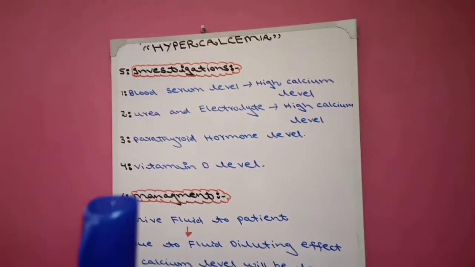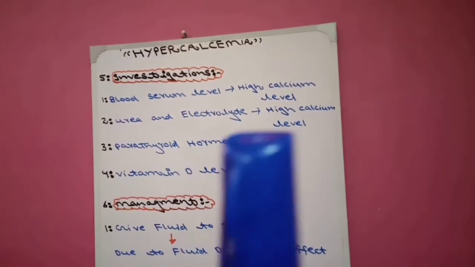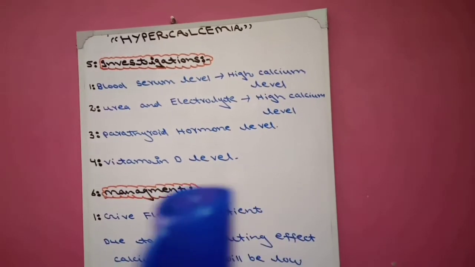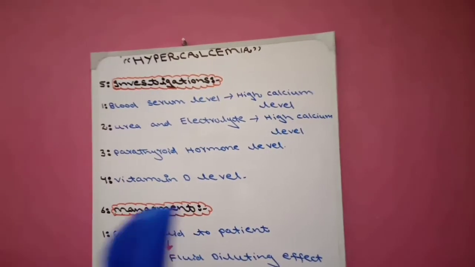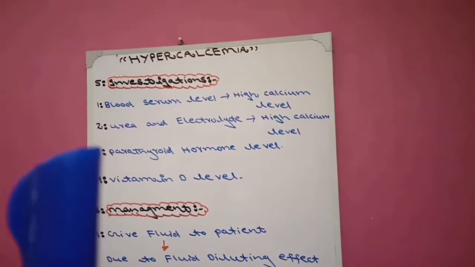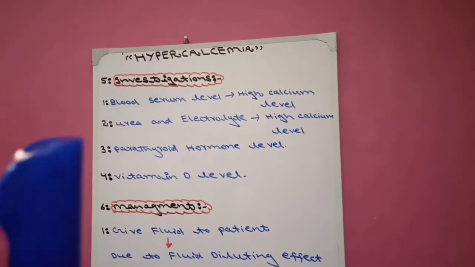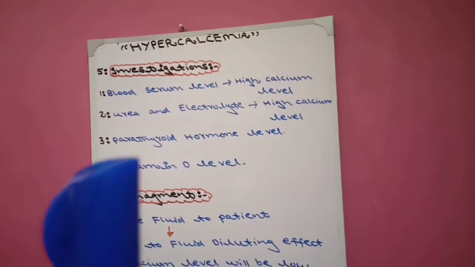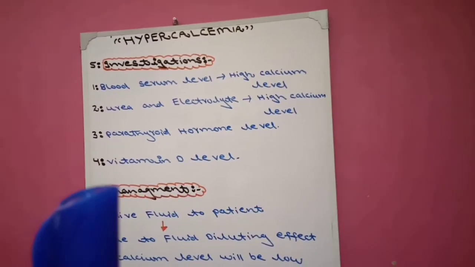The third investigation we do is parathyroid hormone level, and the fourth investigation is vitamin D level. These are the 4 investigations we do in hypercalcemia. Number 1, blood serum level. Number 2, urea and electrolyte. Number 3, parathyroid hormone level. And number 4, vitamin D level.